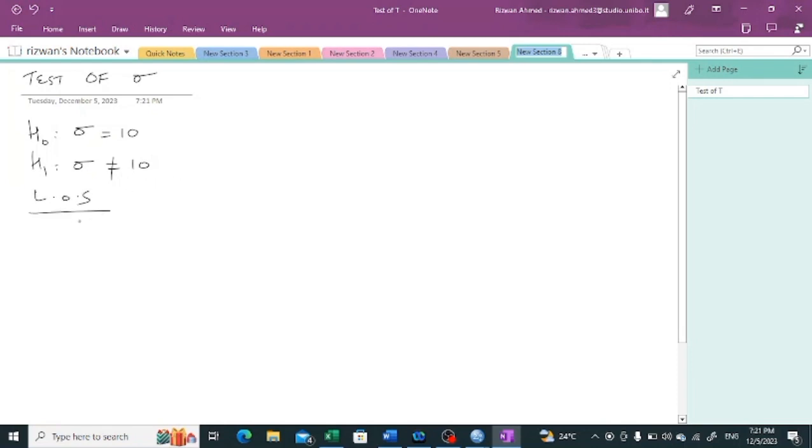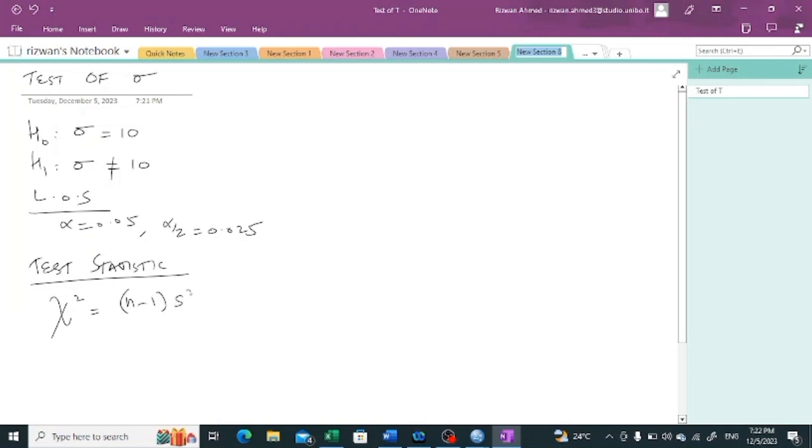Level of significance is given as 0.05, that can be divided again by 2. Test statistic is chi-square, because for one population variance testing chi-square is used, as it gives a relationship between the population standard deviation and its sample counterpart. So chi-square has this formula: chi-square equals n minus 1 times s squared divided by sigma squared.